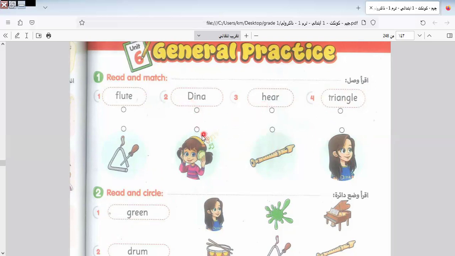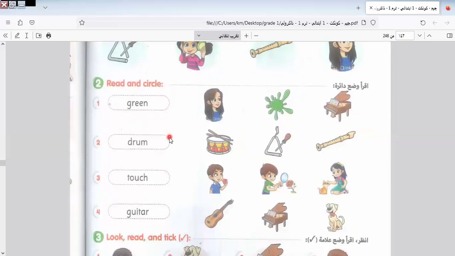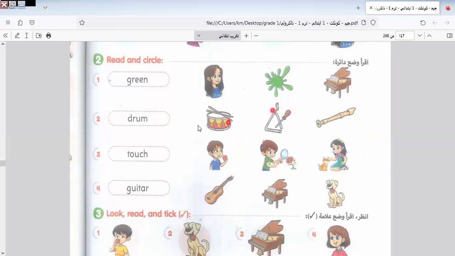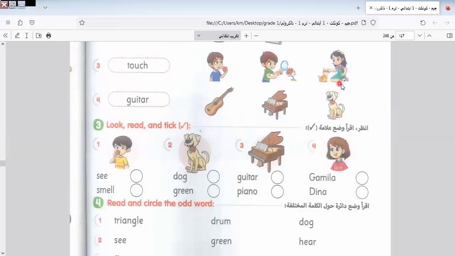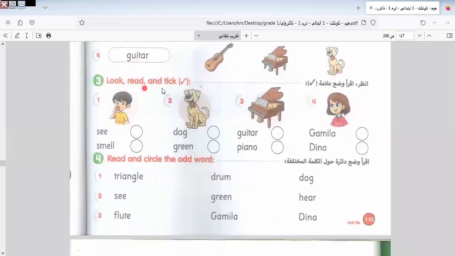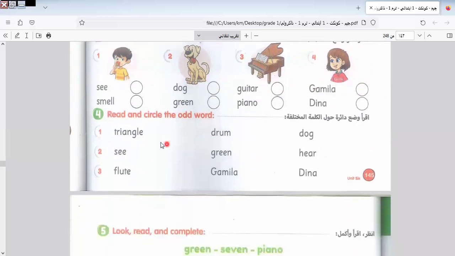Here. Can hear. This is triangle. Okay. Green. Which one is green? In the middle. You are clever pupils. Drum. In the first, touch. Which one is touch here? The girl who is touching a cat. Guitar, this one. Look and read. See or smell. Here is smell. So I select this one. Dog or green? No, it's dog. Guitar or piano? Piano. Jamila or Dina? No, she's Jamila.